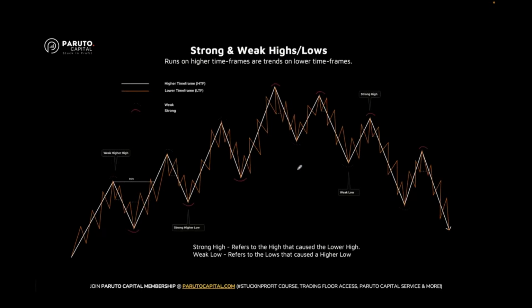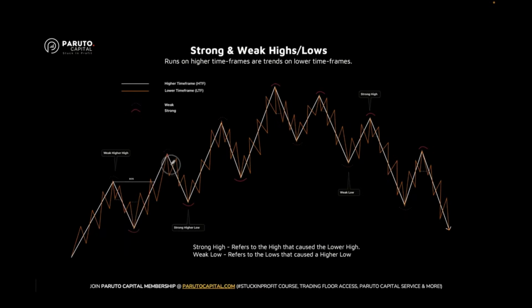Now let's look at the concept of strong and weak highs or lows. I have emphasized earlier, runs on the high time frames are trends on the lower time frames. So you can see again, the white lines are the high time frames, and the orange lines are the lower time frames. But there's also something to pay attention to. You can see price came here, pulled back a little bit, and then took out this previous high, right? So this low that took out this high is called a strong low. And why is it a strong low? Because it did its job. It took out this high, so that's a strong low. Now this becomes a weak high because it was taken out by this strong low.